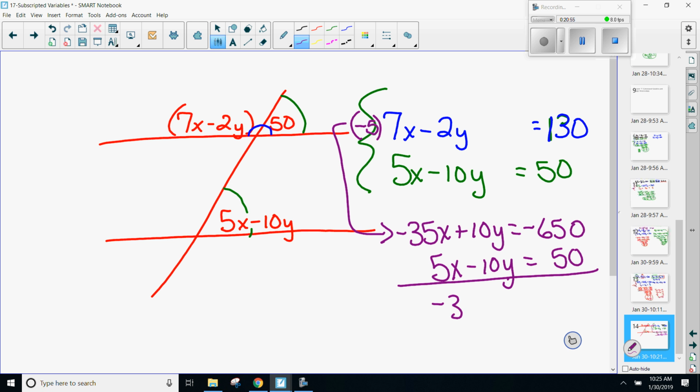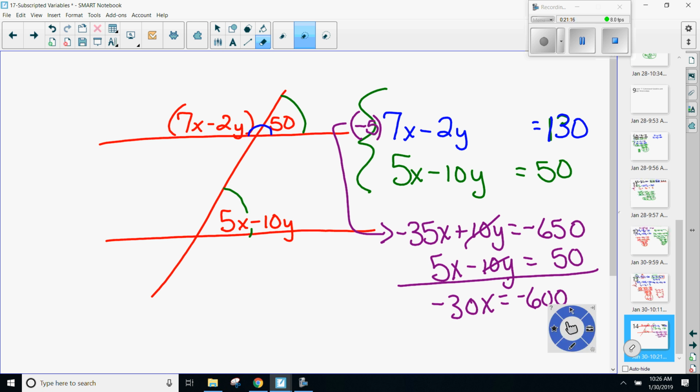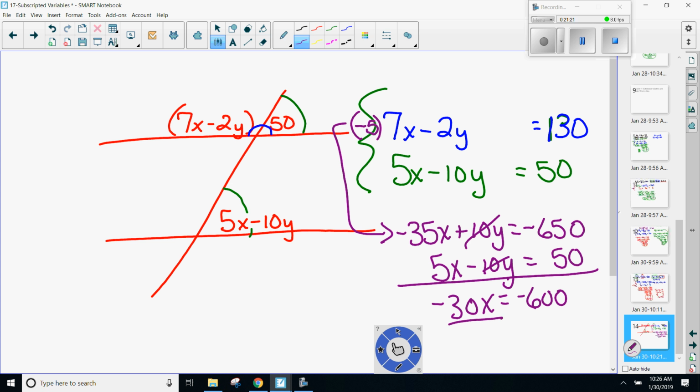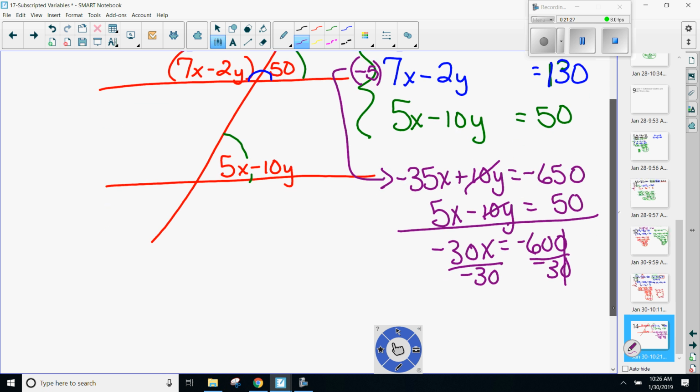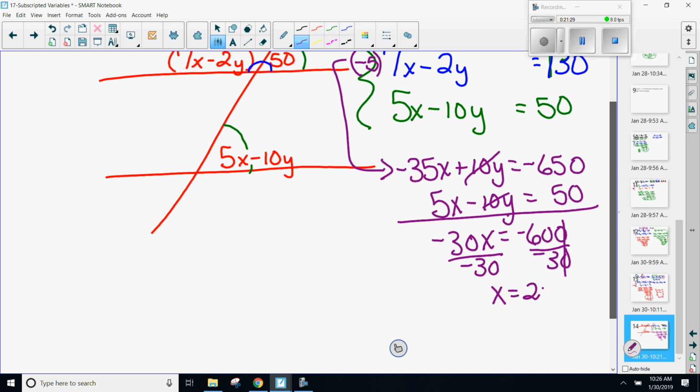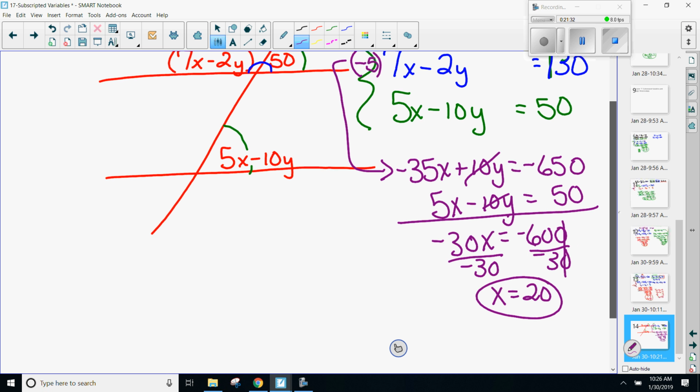So you get -30x. The 10y's cancel, and you get -600. So when you divide, what is x equal to? 20. So you divide by -30. Zeros drop out. A negative over a negative is a positive, and you get 20. So x is 20. What is y?